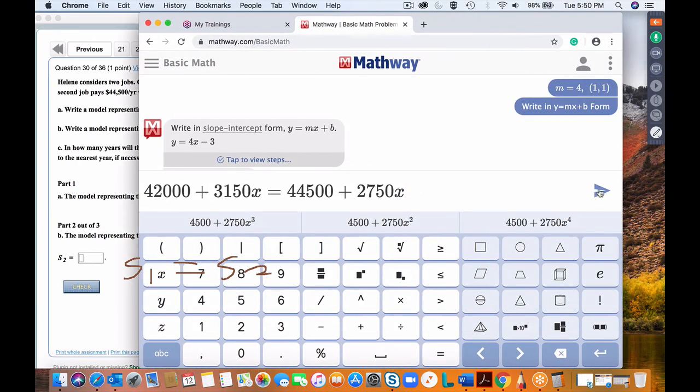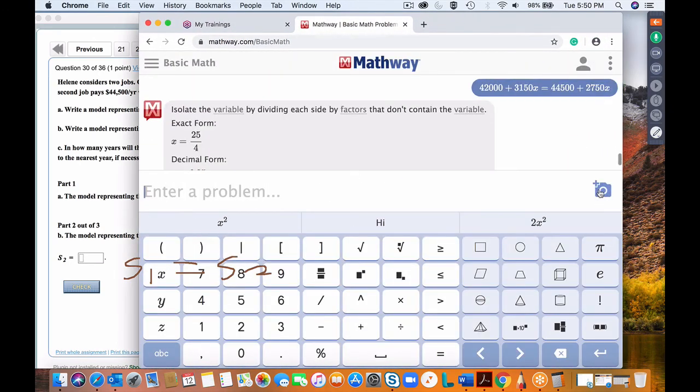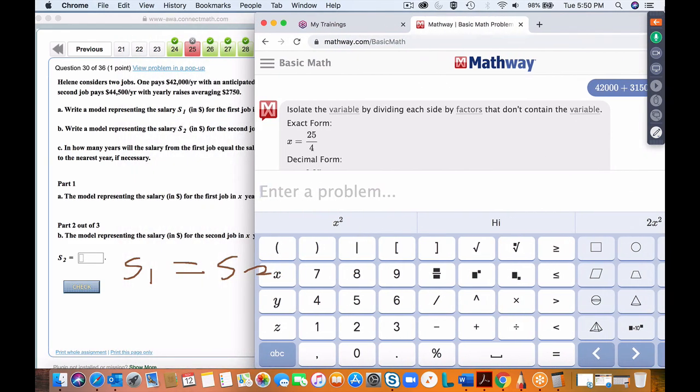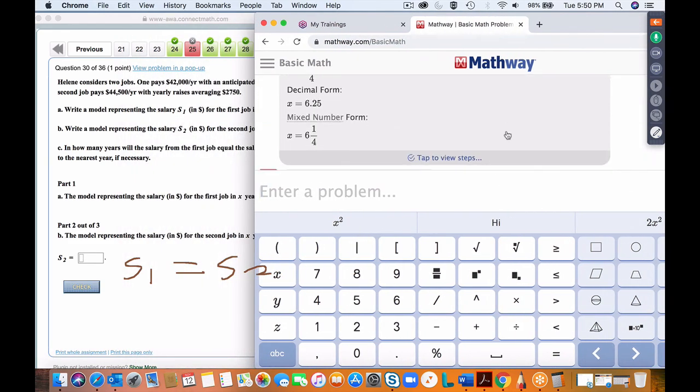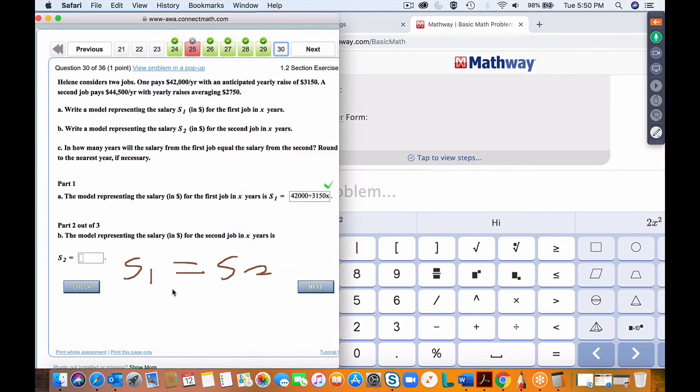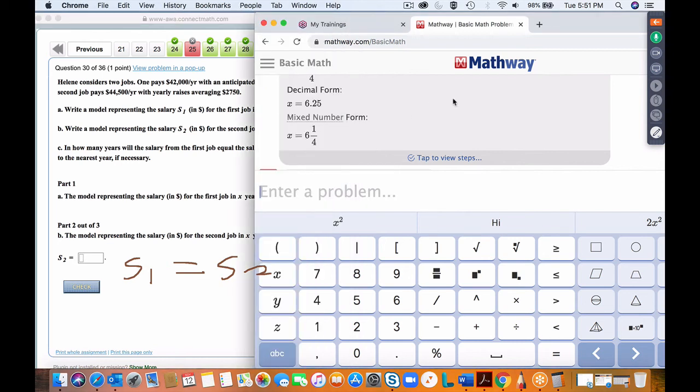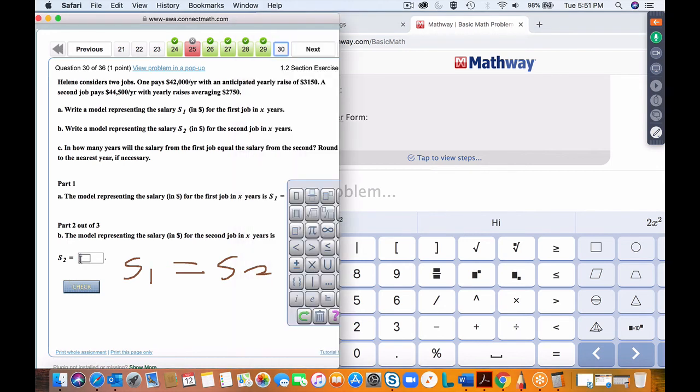That's all I need. This one will just find x, and we say about 6.25. In x years, they say round to the nearest year, so it'll be 6. I'll round to the nearest year. 6 years.